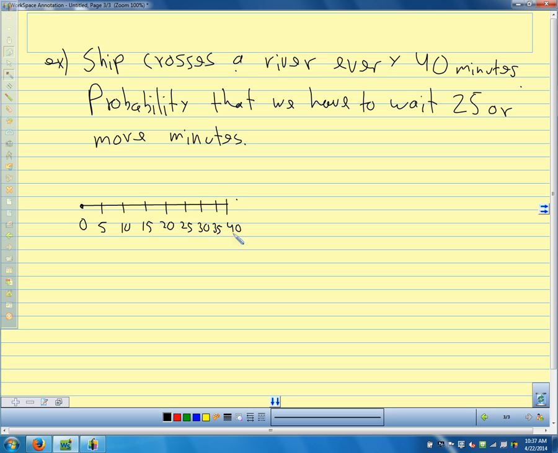So here's my segment, and we're going to say that we're arriving sometime after the ship has left, and the ship's going to leave again at the end of the segment. So where on this segment am I going to have to wait for more than 25 minutes? Well, if I arrive here, how long am I going to have to wait? 5 minutes. If I arrive here, I wait 10, 15, 20, 25. So if I arrive anywhere in here, I'm going to wait 25 or more minutes.